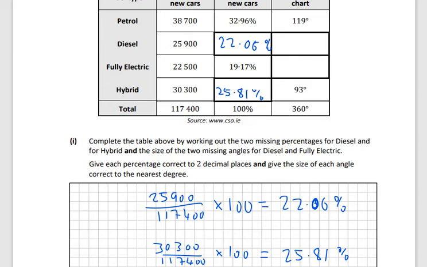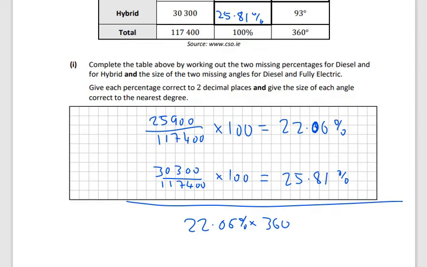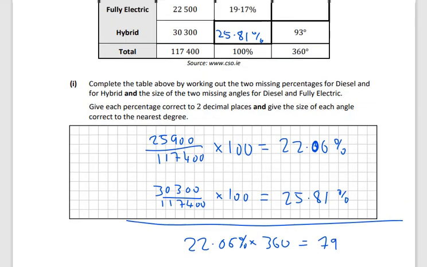Then we have to give the other one as angles. Angles are out of 360. Because we already have the percentages, we can just do the percentage times 360. So the first one is 22.06 times 360, because the percentage represents the proportion anyway. And you have to put in the percentage button, obviously, on the calculator. And then that will give us 79. That's the first one.